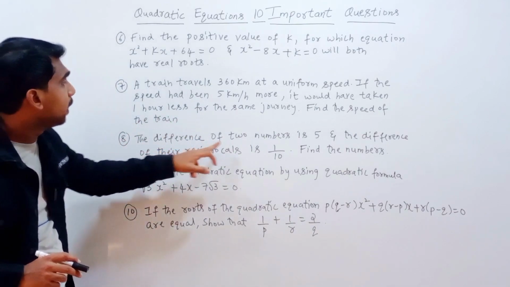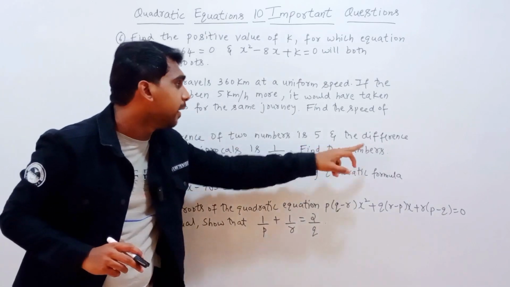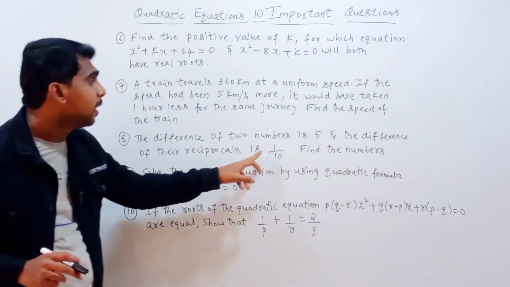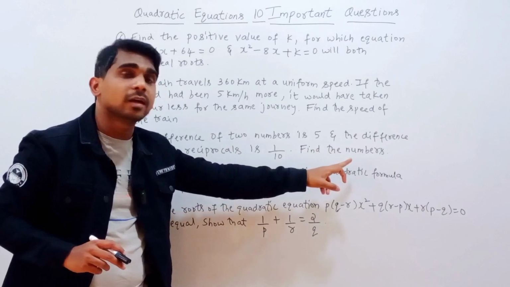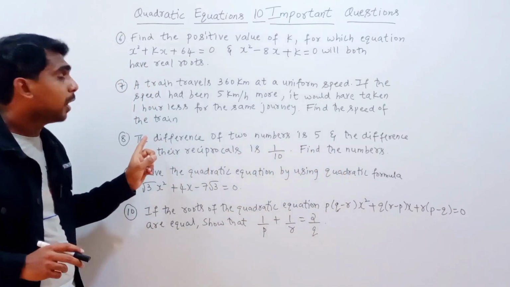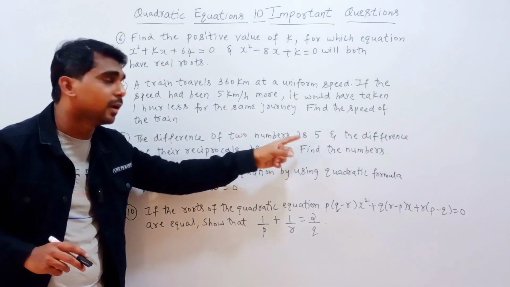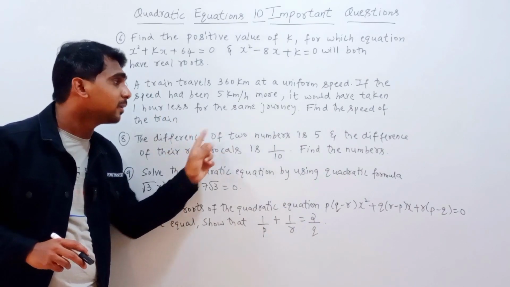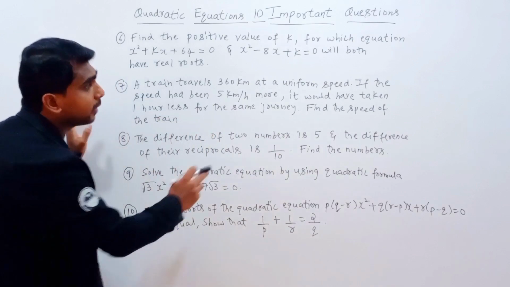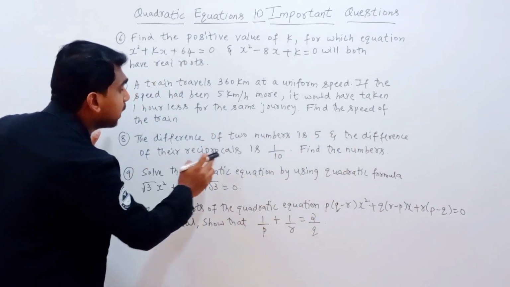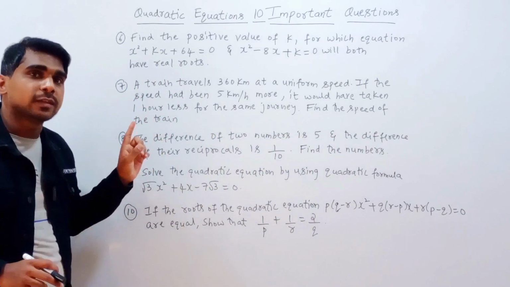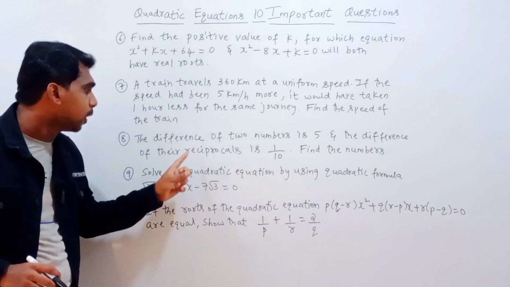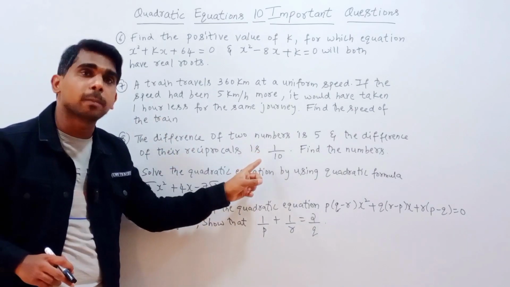Eighth question. The difference of 2 numbers is 5 and the difference of their reciprocals is 1 by 10. Find the numbers. Here we have to take difference of 2 numbers is 5, right? One number we have to take as x and the other number as x minus 5. And the difference of their reciprocals, difference means subtract: 1 by x minus 1 by x minus 5 is equal to 1 by 10.